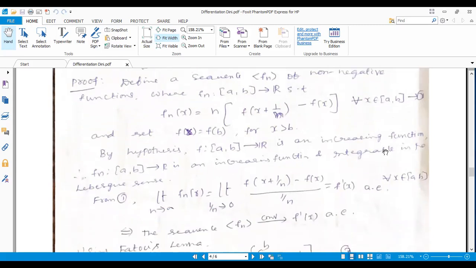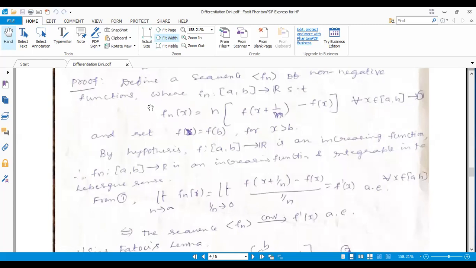By the hypothesis, what is given? f is a mapping from the closed interval [a, b] to R, an increasing function. Then fn is also a mapping from [a, b] to R that is increasing, and integrable in the Lebesgue sense, because we already proved that for a measurable set and measurable function, it is also an integrable function. It is increasing, so definitely it is Lebesgue integrable.